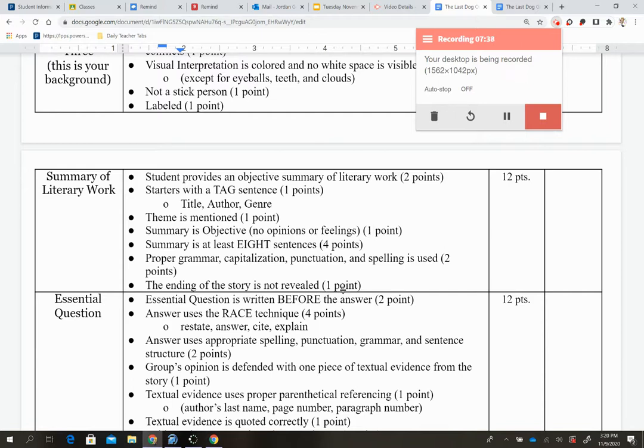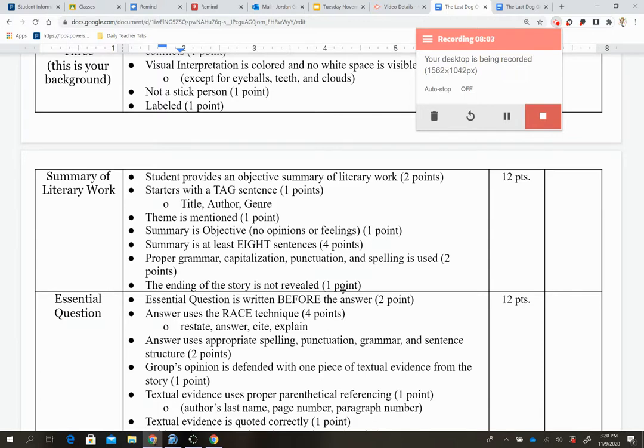And your summary is going to be objective. Again, that's no opinions. That's 1 point. And your summary is at least 8 sentences long. This is a long story, so you need to make sure that you have a minimum of 8 sentences in order to get all the major events in. You get points for proper grammar, capitalization, punctuation, and spelling. And then the ending of the story is not revealed. Remember, in a summary, you never want to give away your ending.